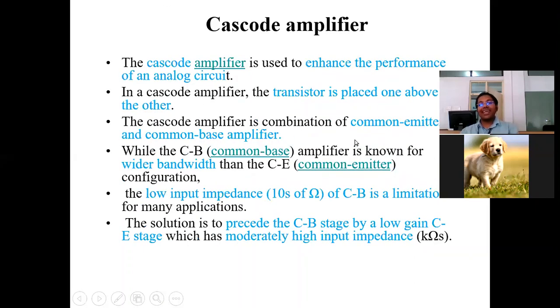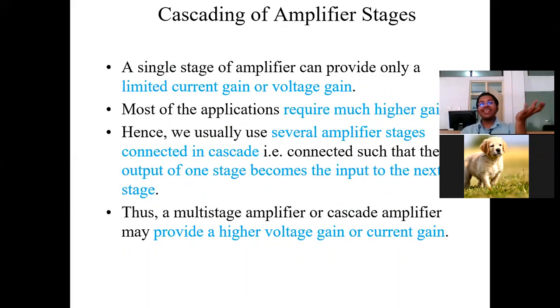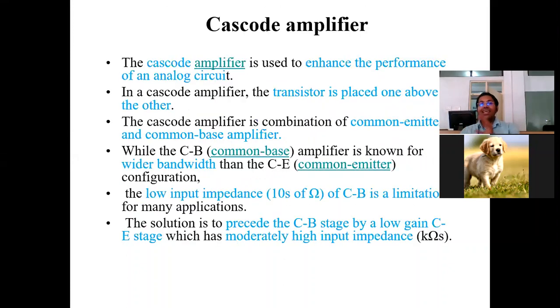What do you mean by the other category? Cascode amplifier. Okay, see, cascade is primarily for higher gain. Cascode is to enhance the performance of the circuit. Some features of the circuit you want to improve.